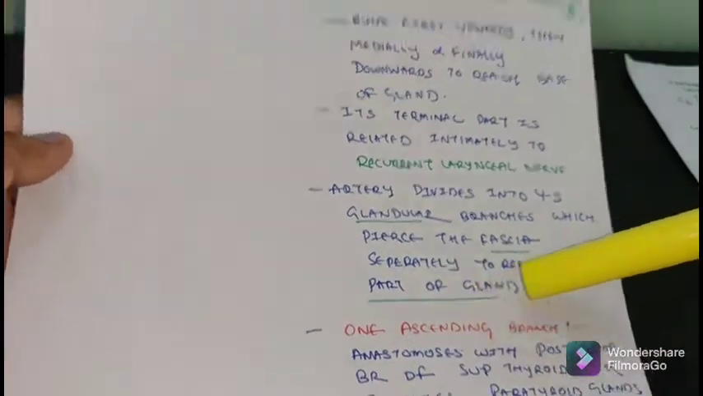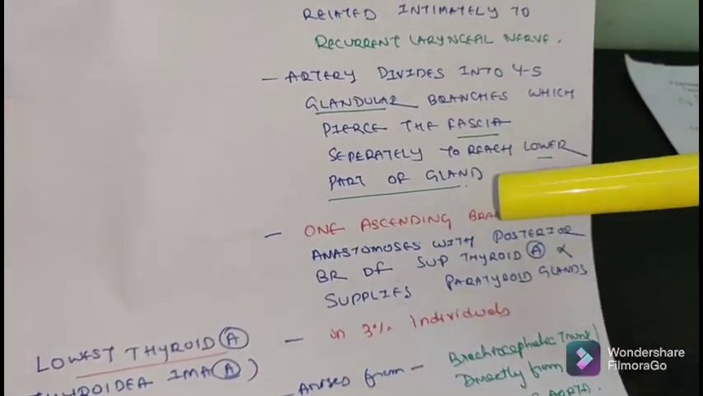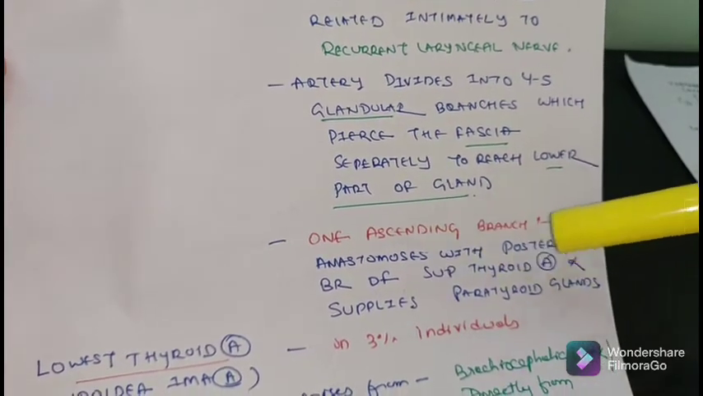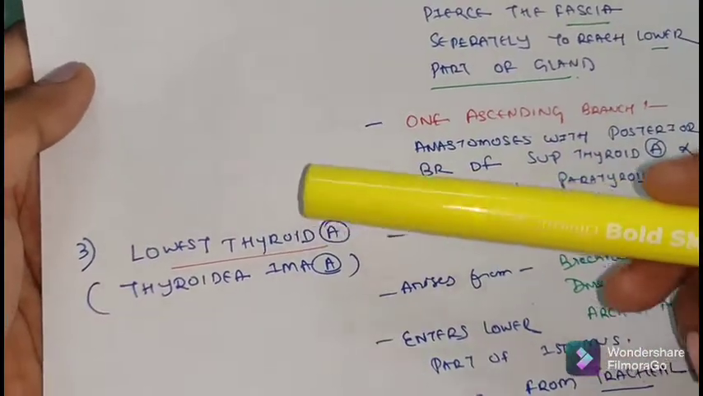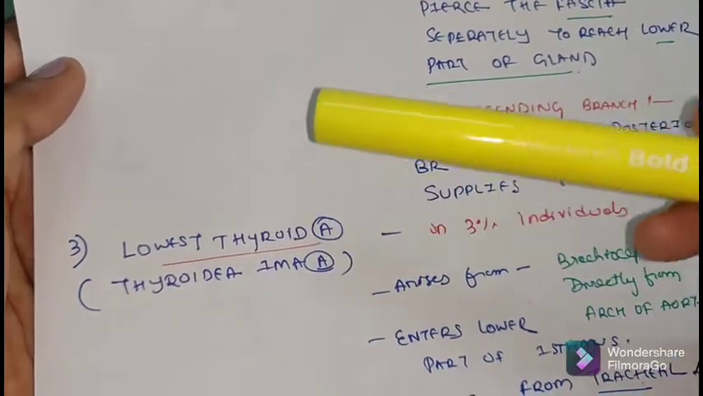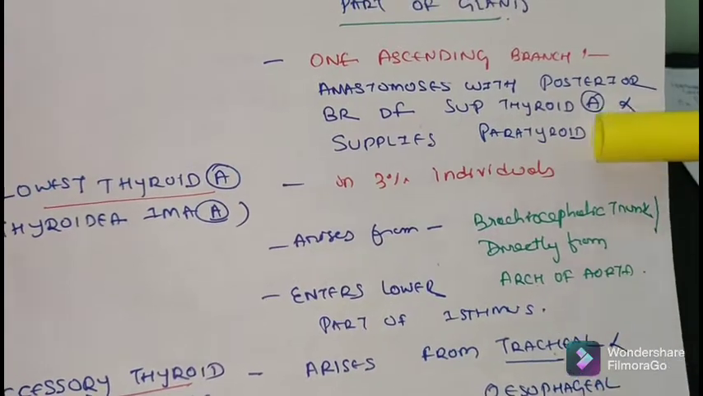There is one ascending branch of this inferior thyroid artery. It anastomoses with the posterior branch of the superior thyroid artery and it supplies the parathyroid glands. There is another artery, the thyroid ima artery, which is also known as the lowest thyroid artery. It is seen in 3% of individuals.